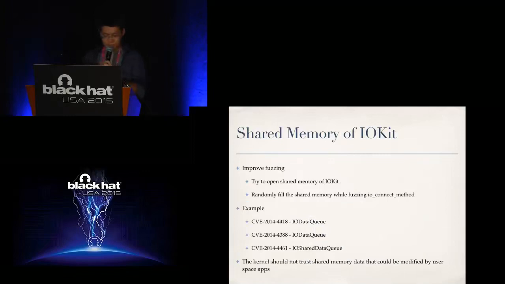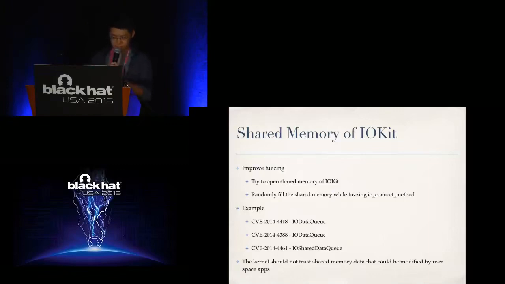Okay, so the idea to improve the fuzzing is that you try to open the shared memory of an IOKit, and you can randomly fill the shared memory while fuzzing the IOConnectCallMethod, because some data in this shared memory is used by some internal functions. So you should combine these two together.